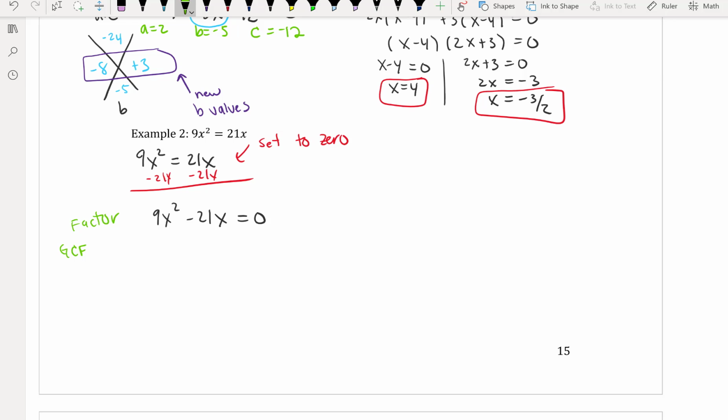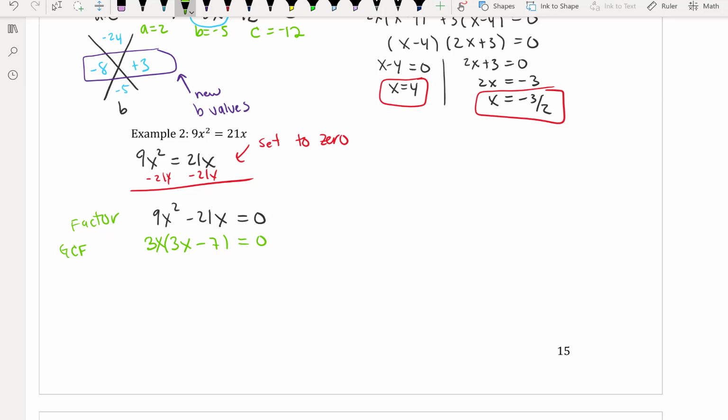Let's see, 21 divided by 9. Does that work? It doesn't, actually. So maybe it's 3. I think it is going to be 3. So 3 is my GCF. So 3 times 3 is 9. Ooh, and they both have an x. So actually, my GCF is 3x. So 3x times 3x is 9x squared. And then 21 divided by 3 gives me 7.